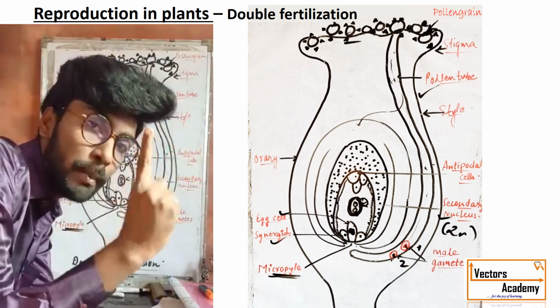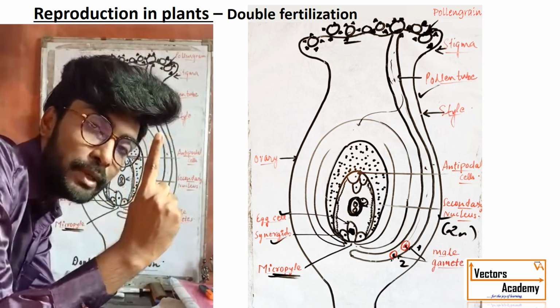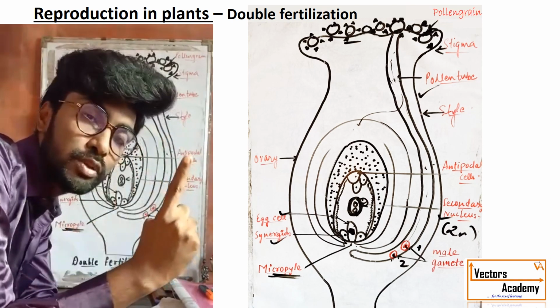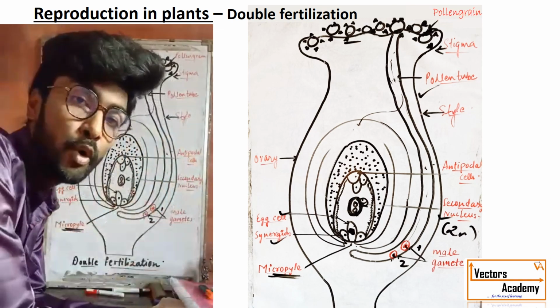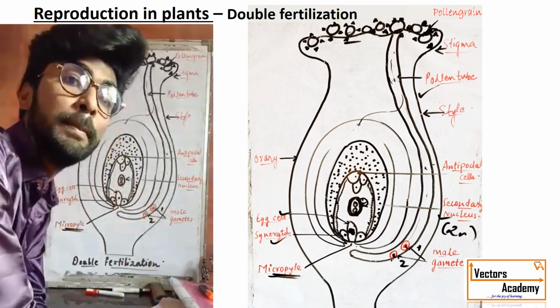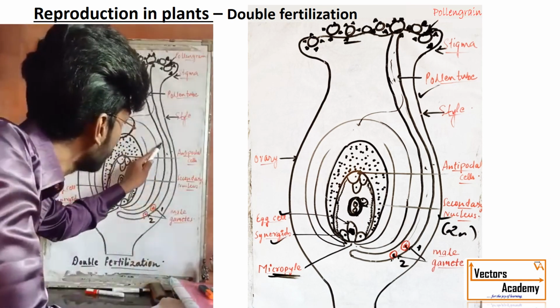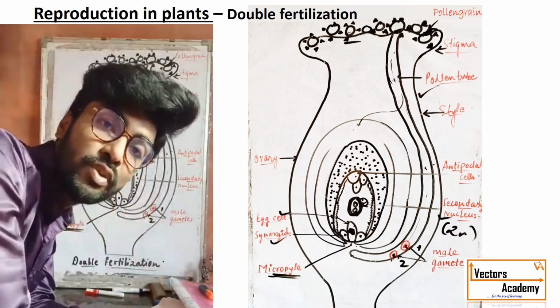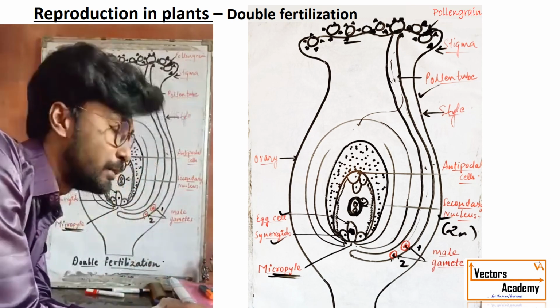One is generally called micropyle, that is called porogamy. If there is an entry of pollen tube through the micropyle, it is called porogamy. If there is an entry of pollen tube through the integument, it is called mesogamy. And if there is an entry of pollen tube through the chalazal end, it is generally called chalazogamy, right?